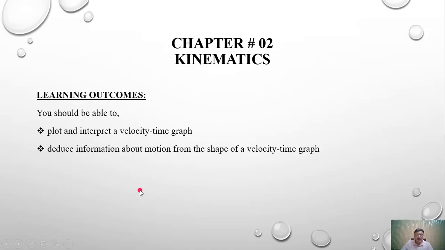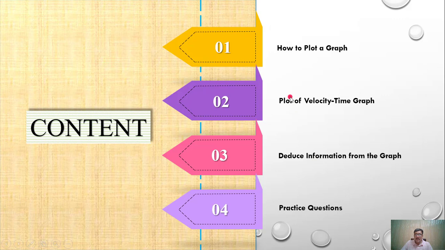The learning outcomes of today's lesson are that you should be able to plot and interpret a velocity time graph. You should be able to deduce information about motion from the shape of a velocity time graph. The contents which we are going to cover today are how to plot a graph, plot of velocity time graph, deduce information from the graph, and practice questions.